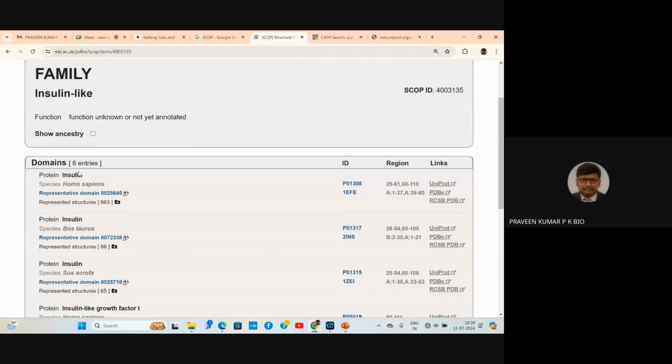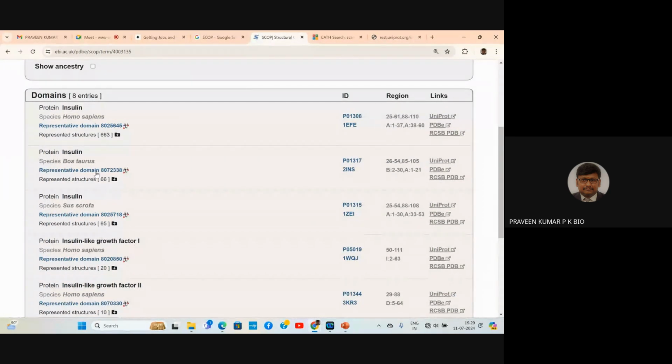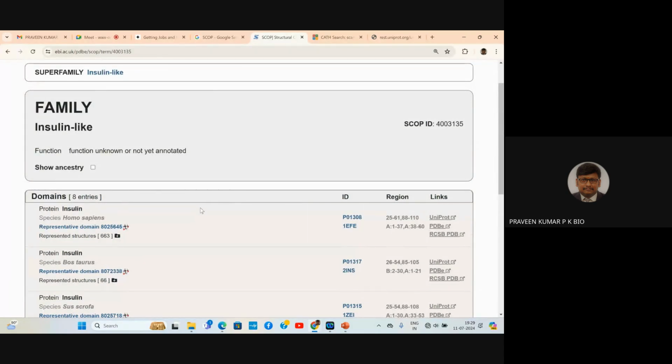Okay, so in the one fold you get some 8 entries here. For each and every species you get one: Homo sapiens, Bos taurus, Sus scrofa. For insulin, you have only one kind of domain, I mean only one kind of entry. So to get inside, we can find this information.